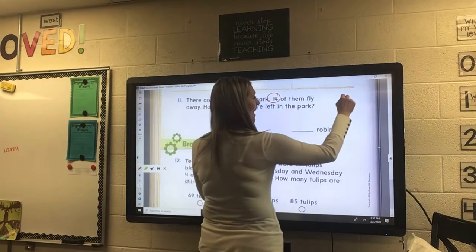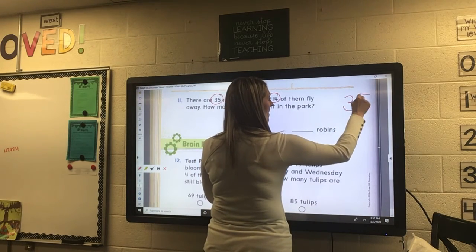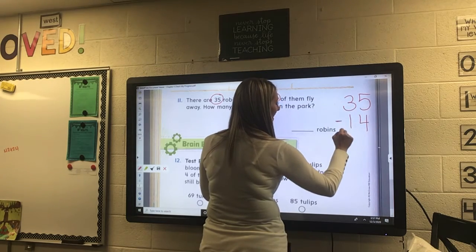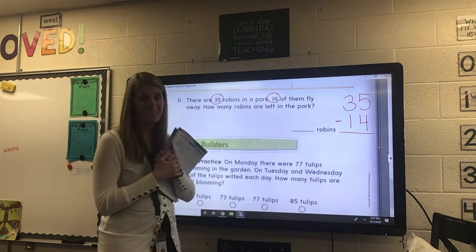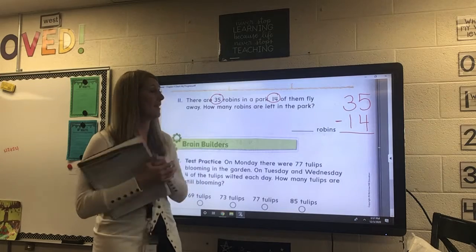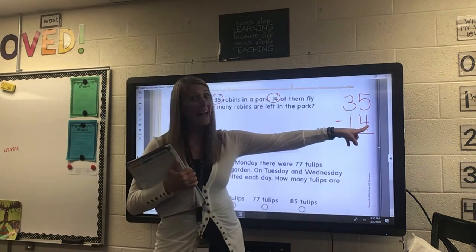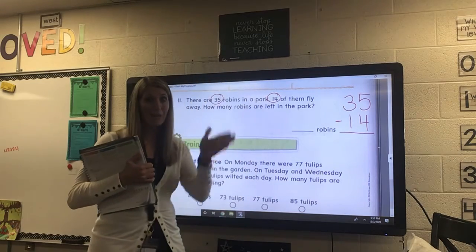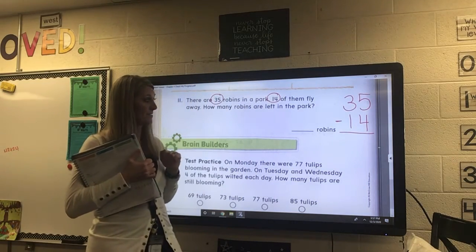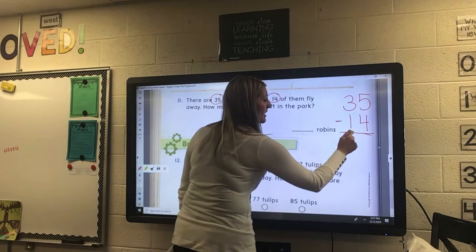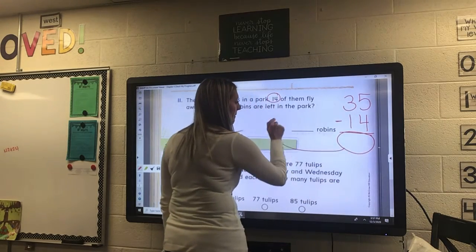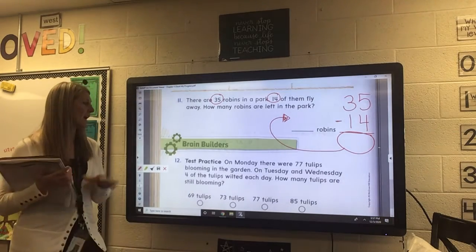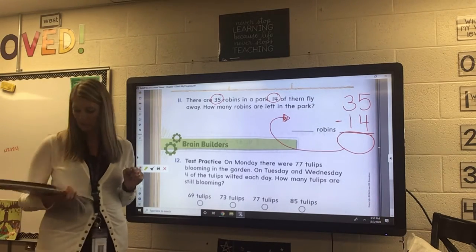So if I put 35 over here, and I subtract 14, because 14 are going away, how many are left? So I want you to subtract that. But notice, that is not a bigger bottom, so you don't have to borrow. So just subtract going down, both columns. And then whatever your answer is down here, your difference, put that up here. Okay?